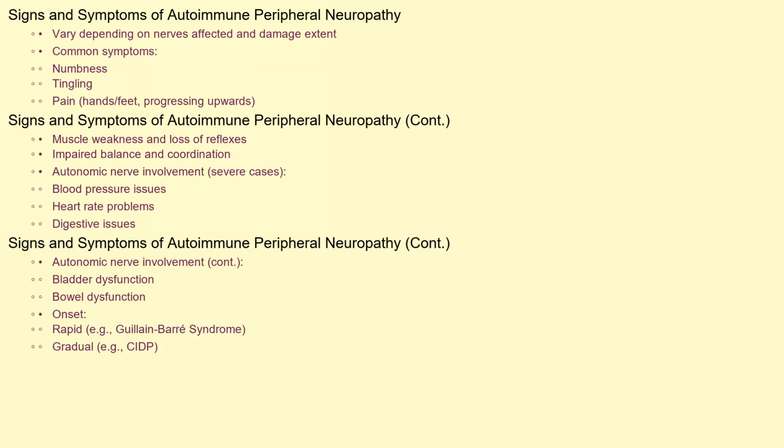The signs and symptoms of autoimmune peripheral neuropathy vary depending on the specific nerves affected and the extent of the damage. Common symptoms include numbness, tingling, and pain, often starting in the hands and feet and progressing upwards. Muscle weakness, loss of reflexes, and impaired balance and coordination are also common. In more severe cases, it can affect autonomic nerves, leading to issues with blood pressure, heart rate, digestion, and bladder or bowel function. The onset of symptoms can be rapid, as in Guillain-Barré syndrome, or gradual, as in CIDP.